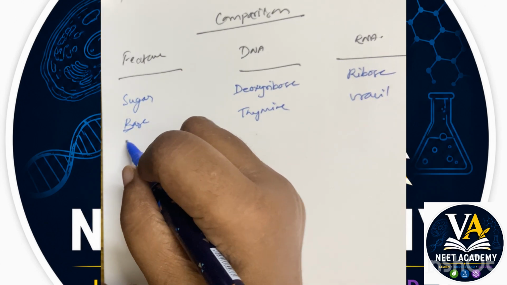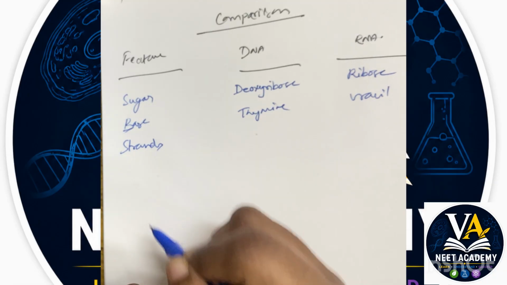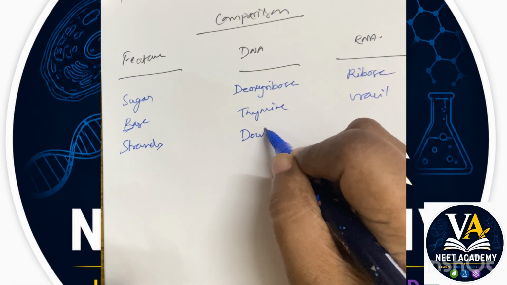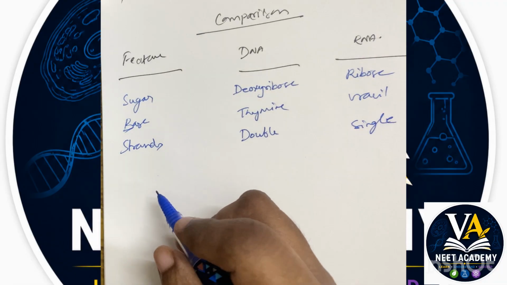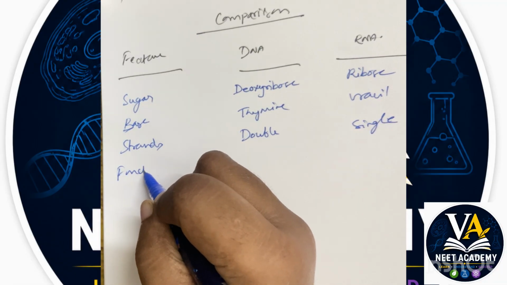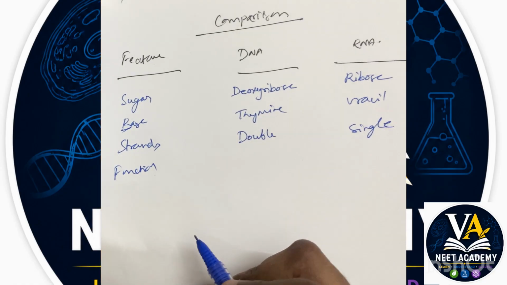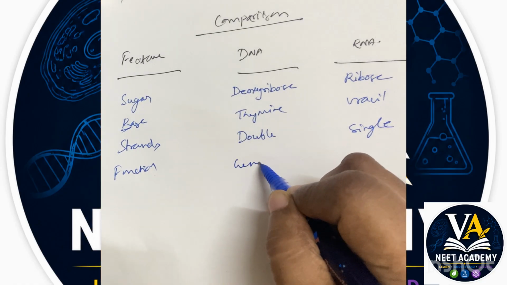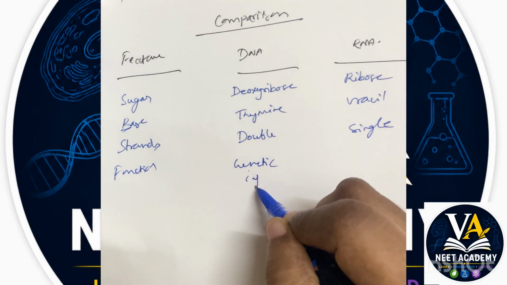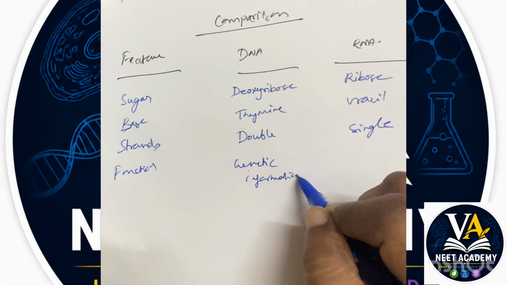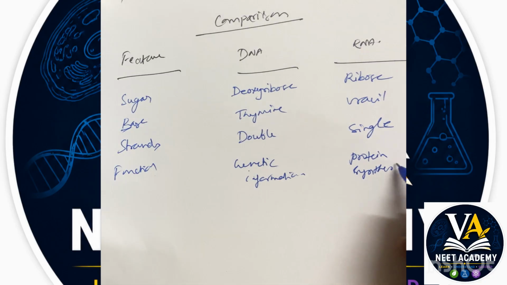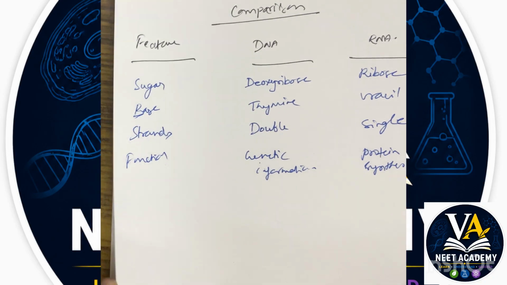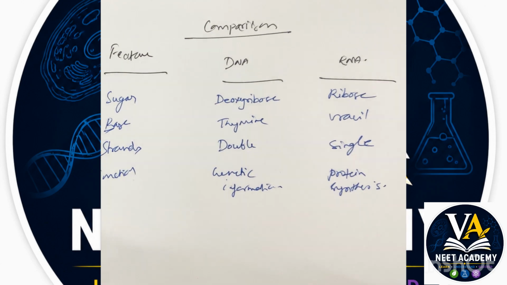And next we will see the strands. How many strands are there in DNA? Double, and here it is single. Now the function, what is the function of DNA? It carries the genetic information, right. And what is the function of RNA? You might have seen it has a role to play in protein synthesis.